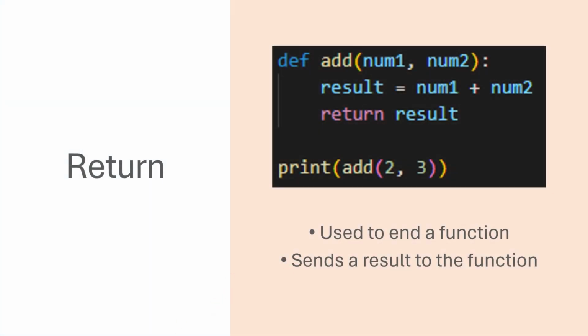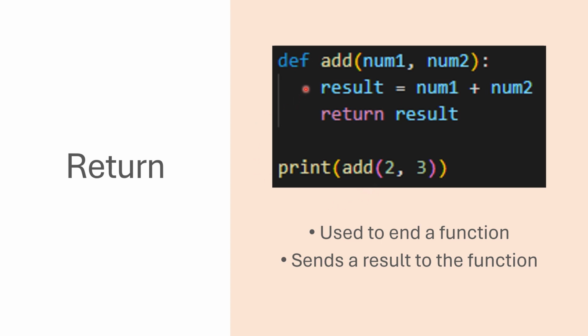Now, an important part of functions is the return statement. This is not required, yet pretty useful, and also most used. It's used to end the body of a function, and then sends a result, a value, back to our function call.